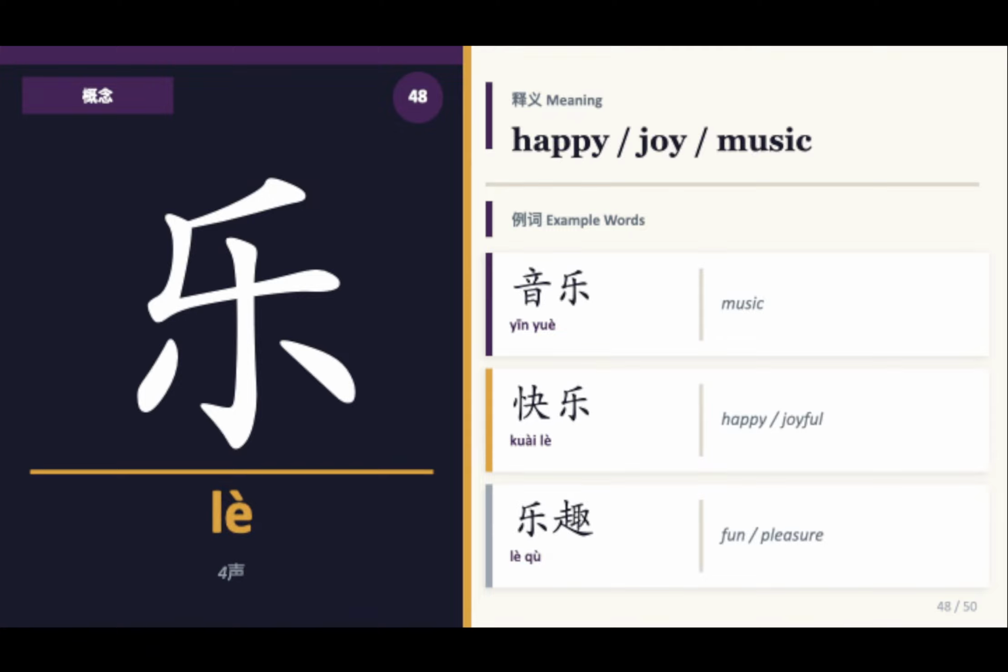乐, 快乐, 乐, happy, joy. There's another pronunciation, 乐, that is music. So 音乐 is music. 快乐, 生日快乐. 快乐 is happy. 新年快乐. 乐趣 is fun or pleasure.